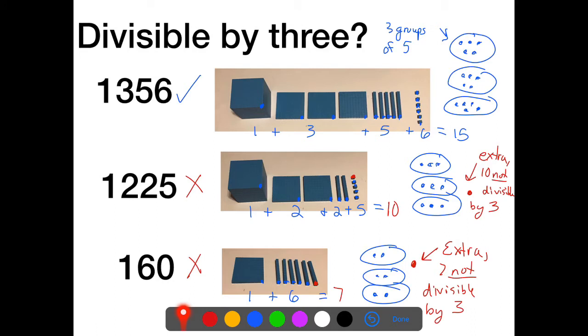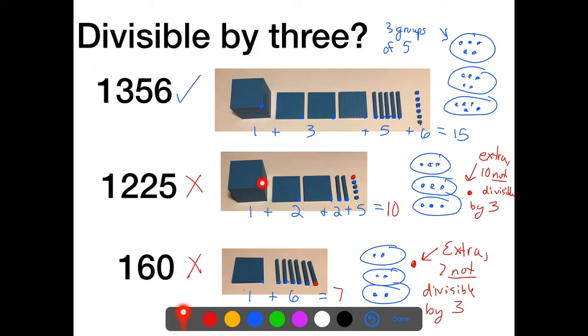Welcome back. 1,356, we have to take 1 plus 3 plus 5 plus 6, which gives us 15. That's 1 from the thousands, 1 from each of the hundreds to give us 3, 1 from each of the tens to give us 5, and then all of the singles with 6 for a total of 15 units we need to distribute across 3 groups. 15 divided by 3 is 5, 3 equal groups of 5, so the entire number is divisible by 3.